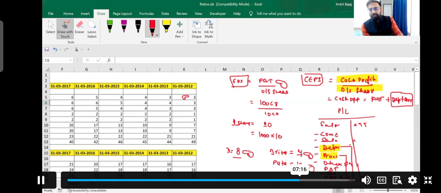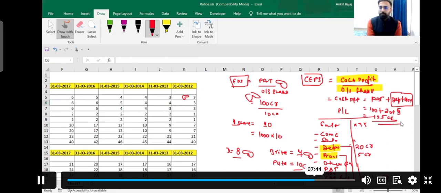Let's suppose PAT is 100 crore, taking the same example as before. The company has charged depreciation of 20 crore and created a provision of 5 crore. If you want to calculate cash profit, you take 100 crore PAT, then add depreciation and add provision. So what will be the total cash profit? It is going to be 125 crore.